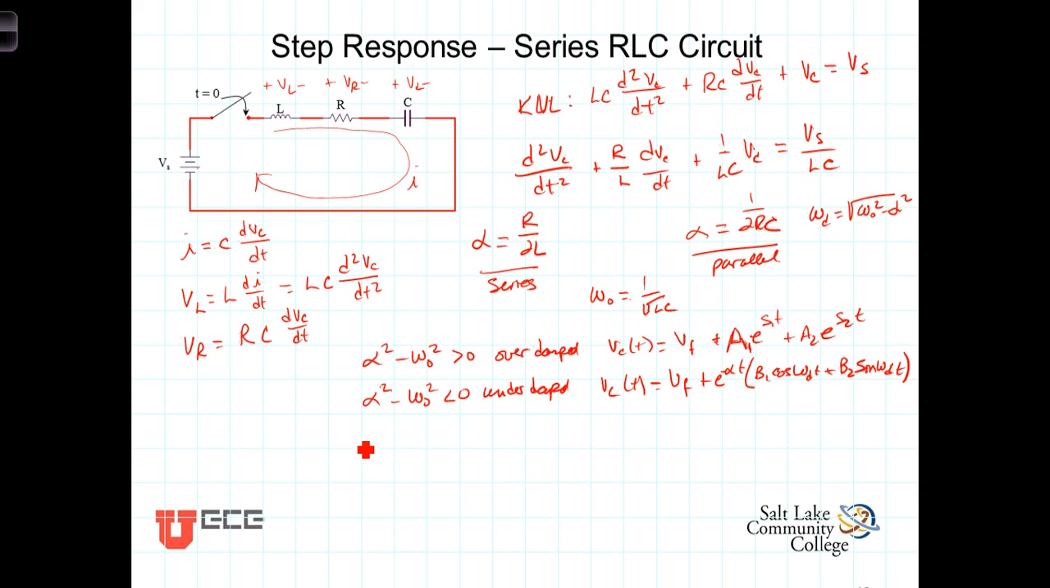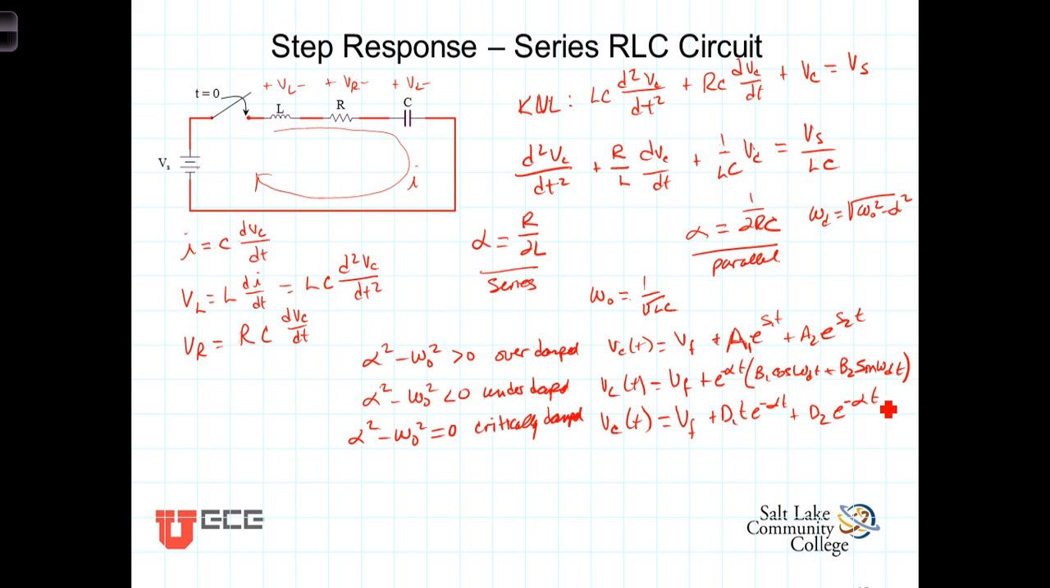And finally, we have the case alpha squared minus omega naught squared equals 0. It's critically damped. And V sub c of t will be of the form V sub f plus D1 t e to the minus alpha t plus D2 e to the minus alpha t.